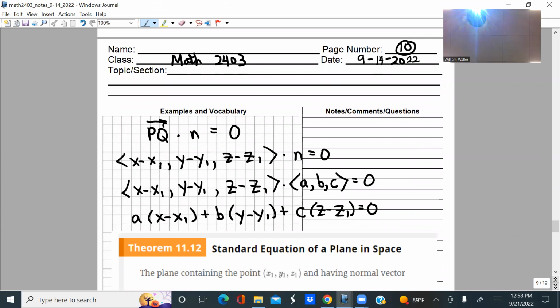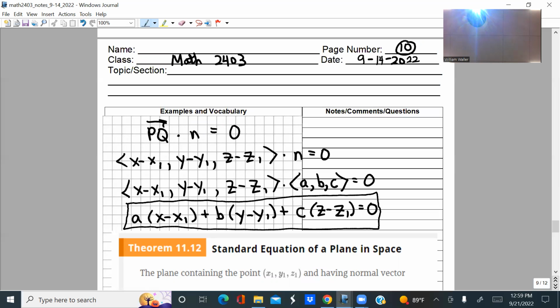N is ABC, right? So if you compute this dot product, it has to turn out to be 0. Well, let's compute the dot product. So we have x minus x1 times a, plus y minus y1 times b, plus z minus z1 times c, that has to turn out to be 0. Oh, there it is. There's the equation for your plane.